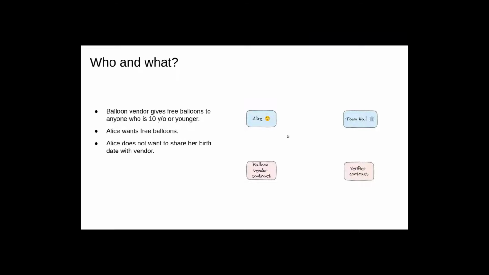So we have Alice, we have the town hall, and we have a balloon vendor who's deployed 2 contracts on chain. The balloon vendor gives out free balloons to anyone who's 10 years old or younger, so to all the kids. Alice wants free balloons, but she does not want to share her birth date with the vendor. But both of them trust the town hall, and you can solve this with zero knowledge proofs.